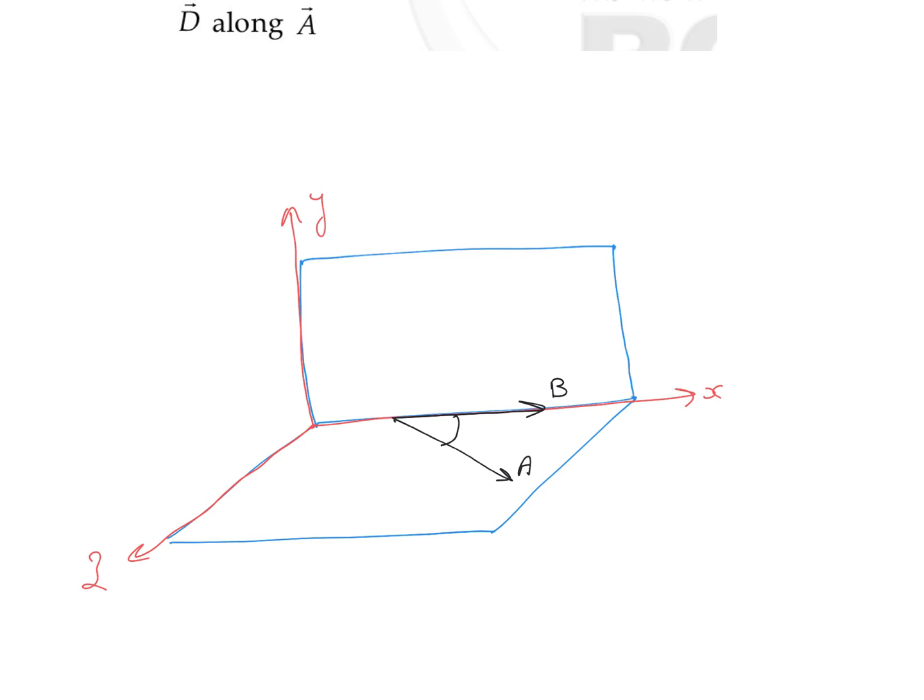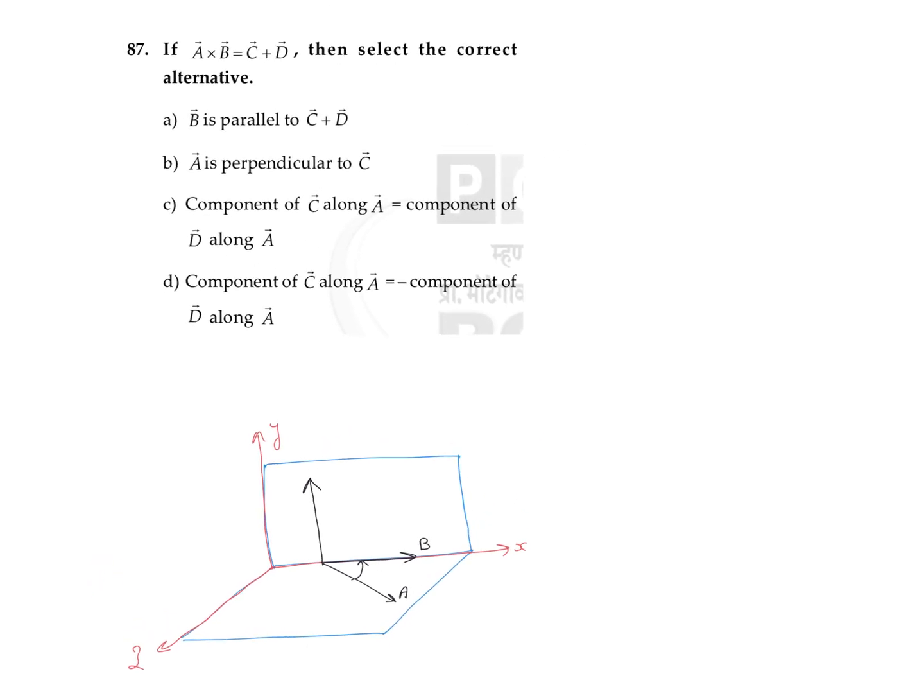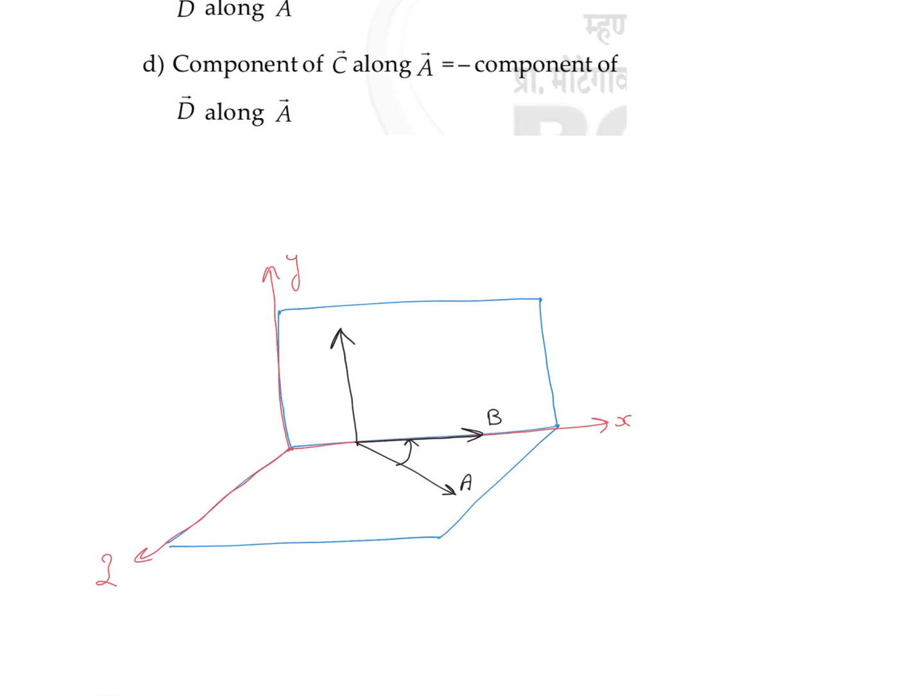So if I go for A vector cross B vector, I'll get a vector which is perpendicular to this xz plane, or that will be along the y-axis. So let's say this is our resultant of A cross B. Now just observe the question, it is given that A cross B is equal to C plus D. Means the A vector cross B vector is the same as the vector addition of another two vectors, let's say C vector and D vector. So this is the meaning of the question.